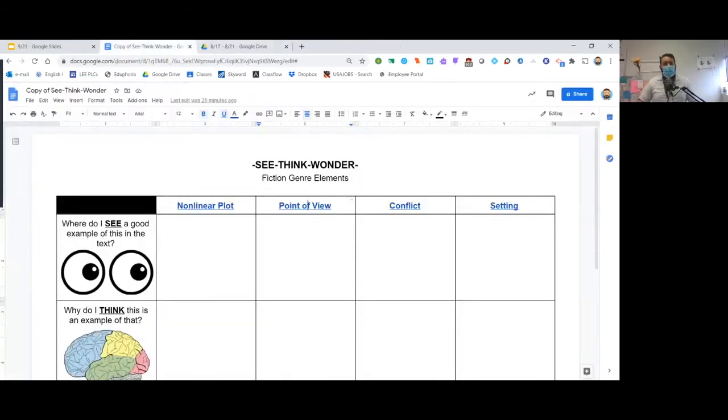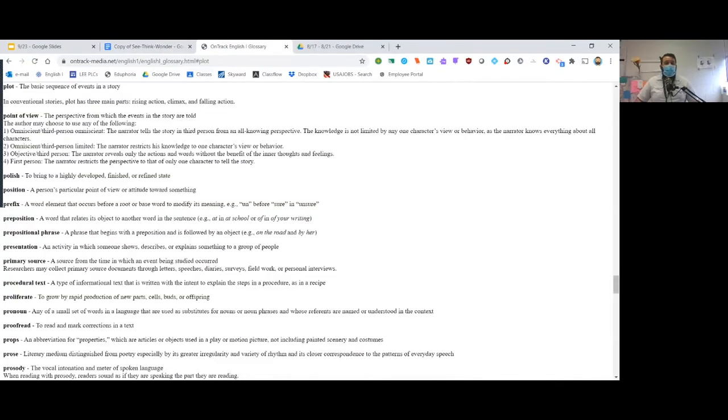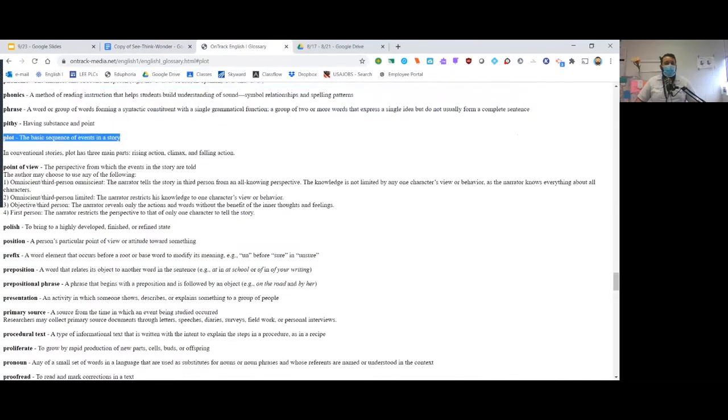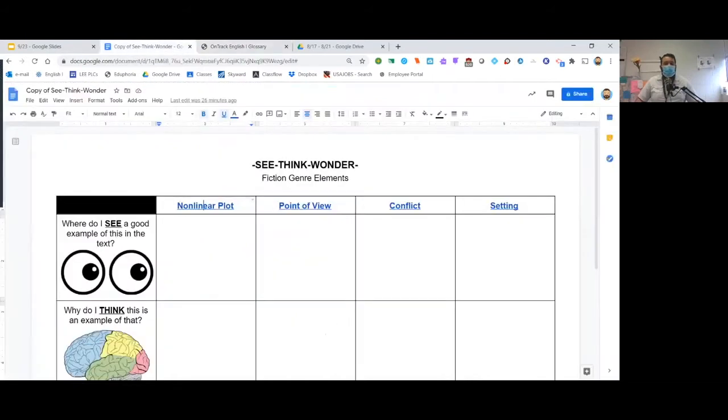The only one that might be a little confusing, where you're like, what the heck is nonlinear plot, is this one here, because you're going to click that link and it's not going to take you to nonlinear plot, but instead it's going to take you just to plot by itself. Plot is the basic events in a story. Now, nonlinear plot, I think we talked about this just a little bit, is when the events of the story are told out of sequence.